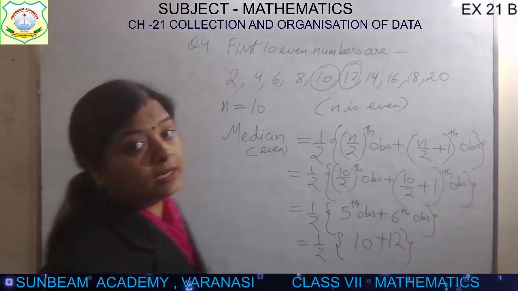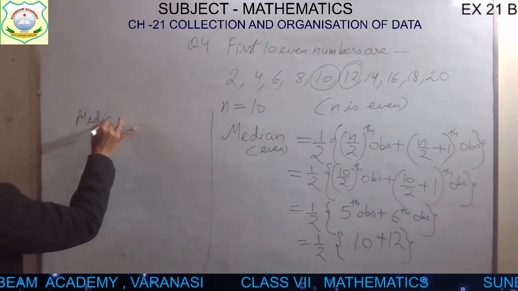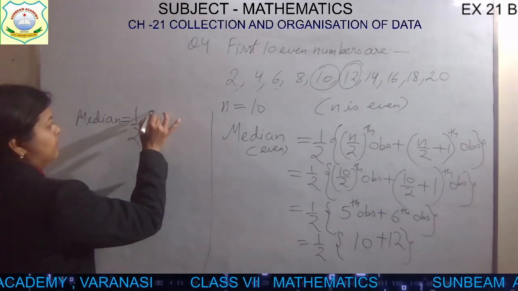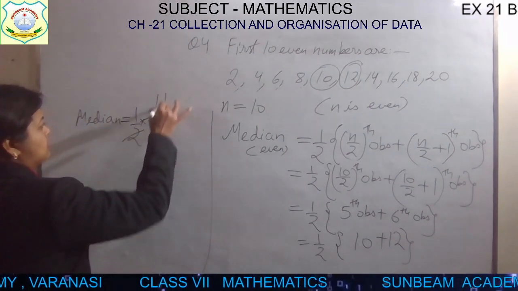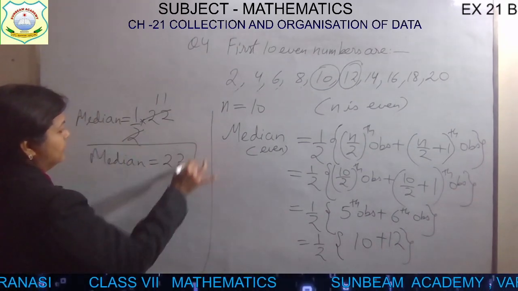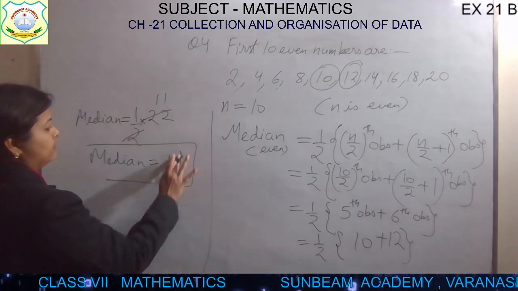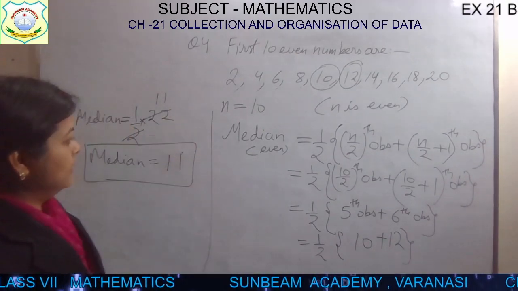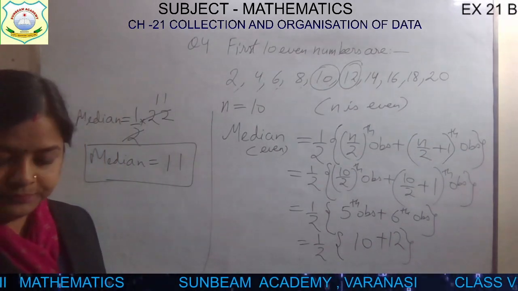Sixth observation में क्या है बेटा? 12 है. So now we will write it. How will we write it? We will write median is equal to half of 10 plus 12. 10 plus 12 will be 22, and then just solve it. Median is equal to, not 22, it is 11. After calculating, we will get 11. Okay, median is equal to 11. Clear? So in this way we can find the median.